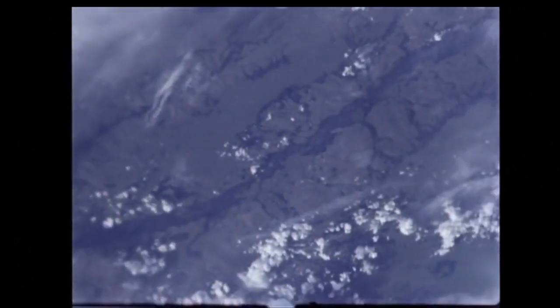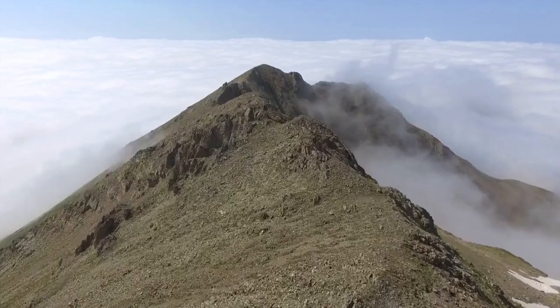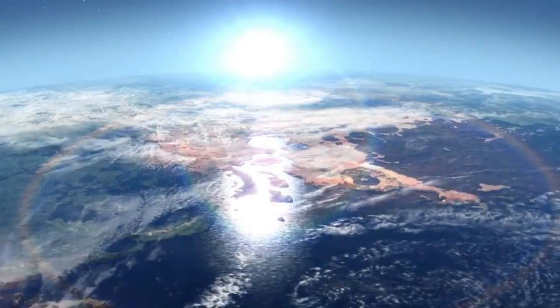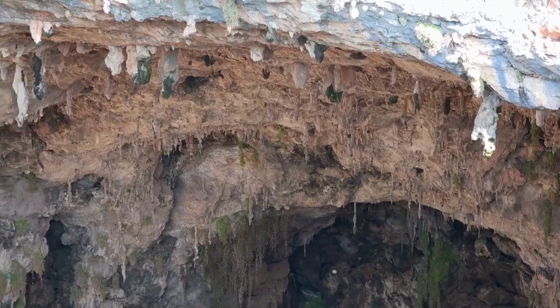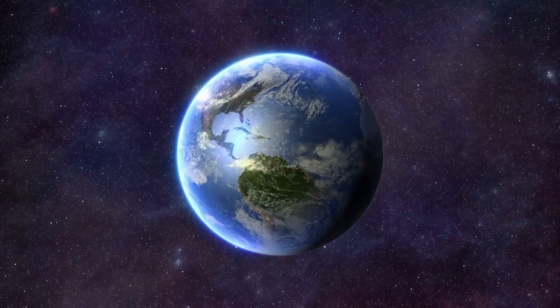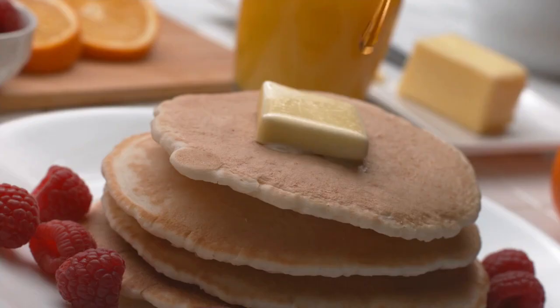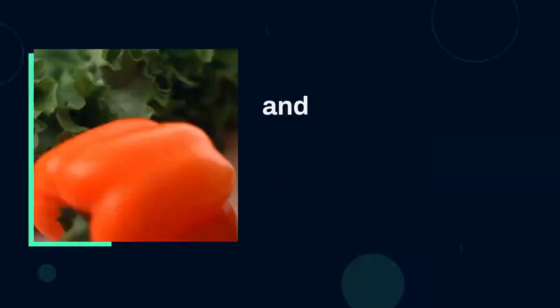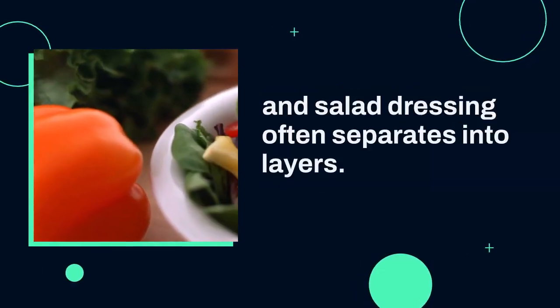Similarly, in the atmosphere, warm air rises and cool air sinks, creating layers like the troposphere where we live and the stratosphere above it. Inside the Earth, the core, mantle, and crust are distinct layers, with the core being the densest. Even in everyday examples, oil and water don't mix because the oil floats as it's less dense, and salad dressing often separates into layers.